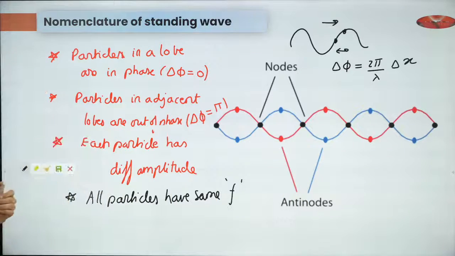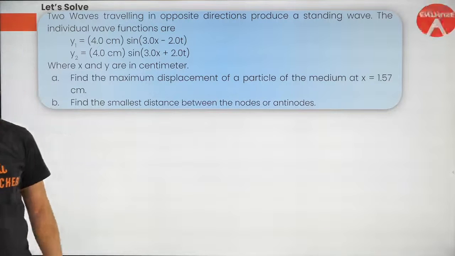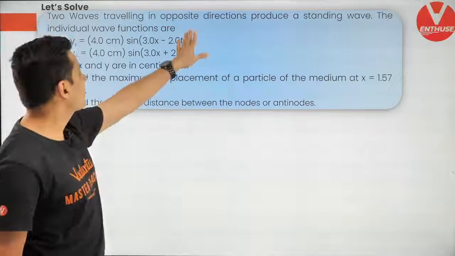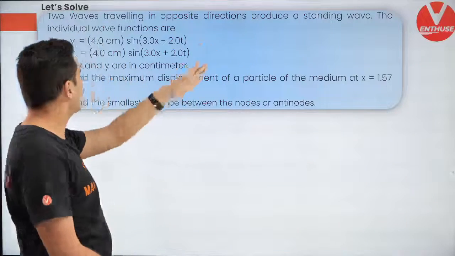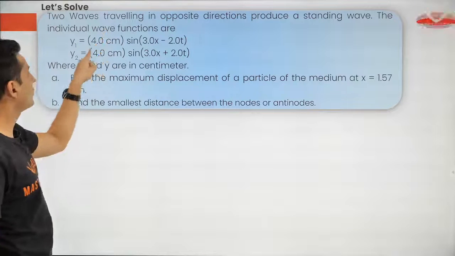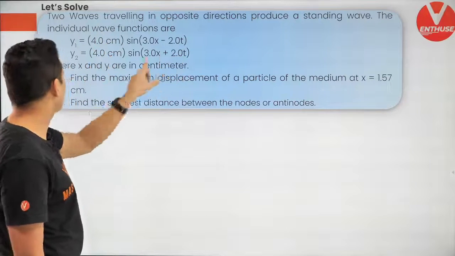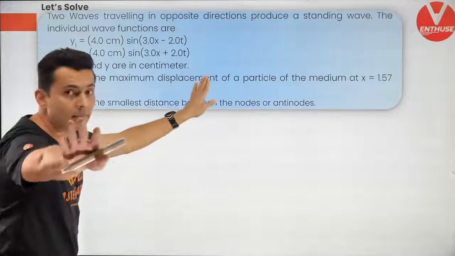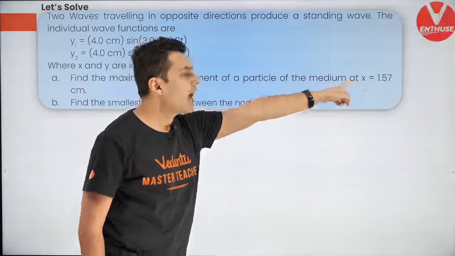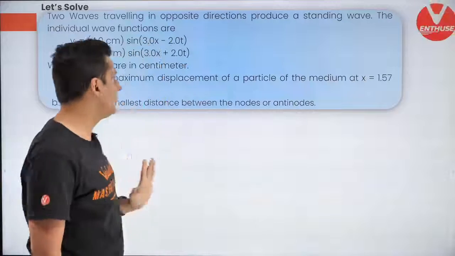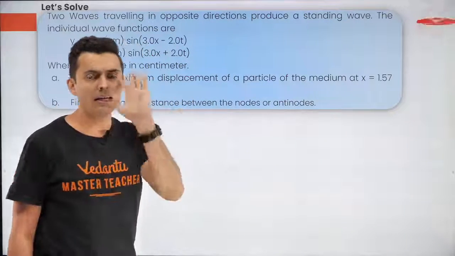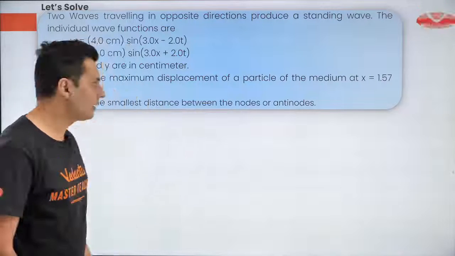Yes, let's begin. Next coming up on your screen. So 2 waves which are traveling in opposite directions, they produce a standing wave. The wave equations are given. Notice this, it is in centimeters, where x and y are in centimeters. Find the maximum displacement of the particle at x equals 1.57 and find the smallest distance between the nodes or the antinodes. Let's do it part by part.